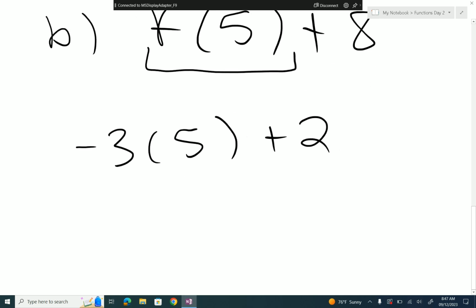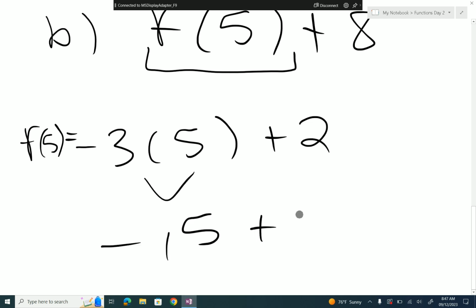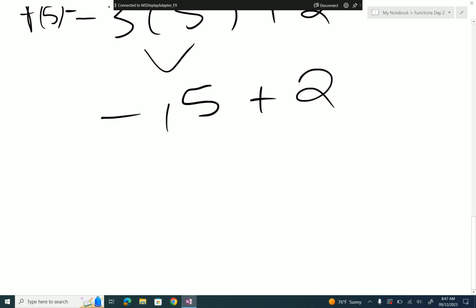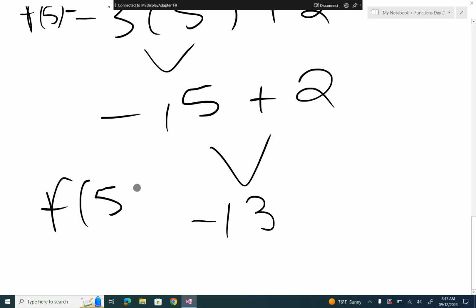So f of 5 is going to be equal to -3 times 5 plus 2. First I want to multiply. What's -3 times 5, Trinity? Negative 15. Perfect. And then negative 15 plus 2, Kenzie? Negative 13. Awesome. So I put in a positive 5, and I got out a negative 13.